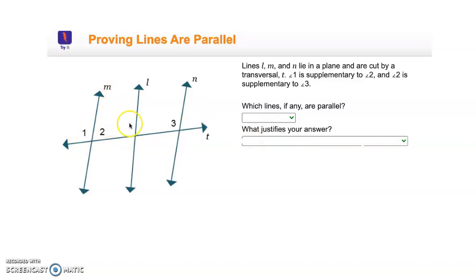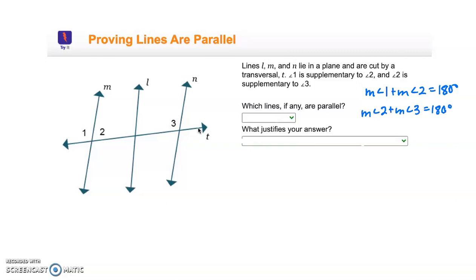All right, let's look at a different type of thing. Here we've got 3 lines now that are cut by a transversal, and we want to know which lines, if any, are parallel and why. So a few things that we know. We know they all lie on a plane. They're cut by a transversal. We know angle 1 is supplementary to angle 2. So the measure of angle 1 plus the measure of angle 2 equals 180 degrees. And we know 2 is supplementary to 3. The measure of angle 2 plus the measure of angle 3 is equal to 180 degrees.